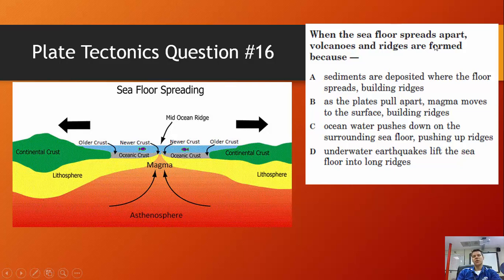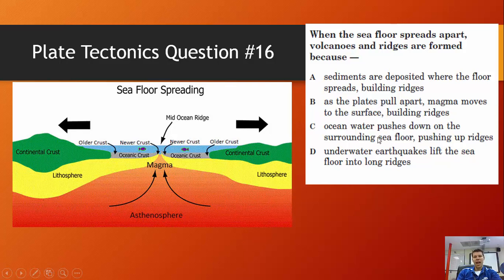Alright, so when seafloor spreads apart, volcanoes and ridges are formed because sediments are deposited where the floor spreads apart, building ridges. That sounds like such a good answer, but make sure you read them all. As the plates pull apart, magma moves to the surface, building ridges. That also sounds really good, so remember B.